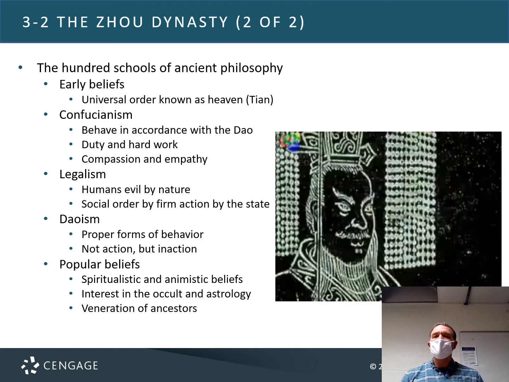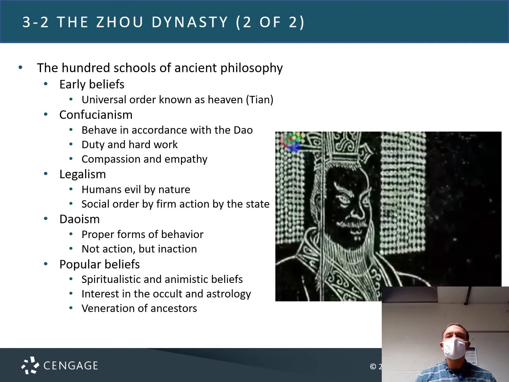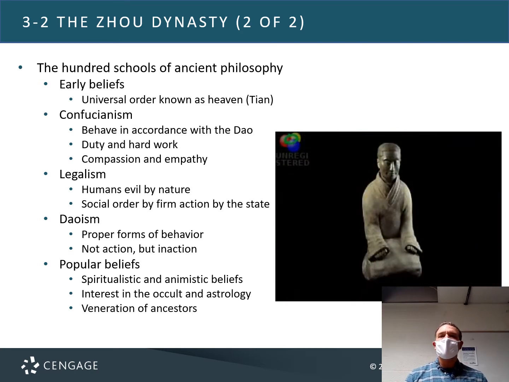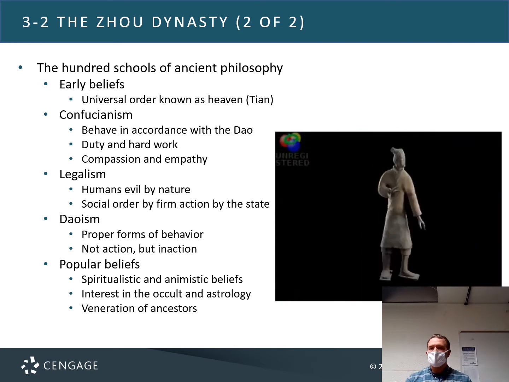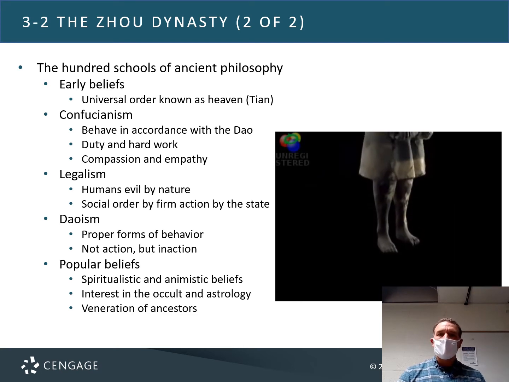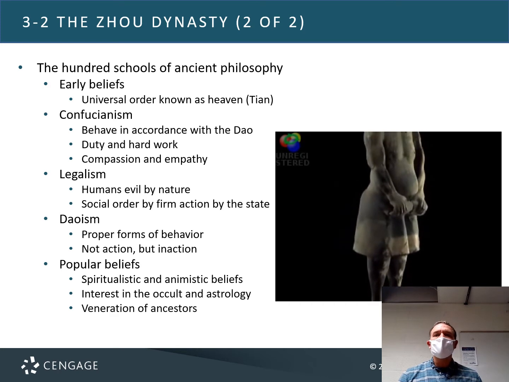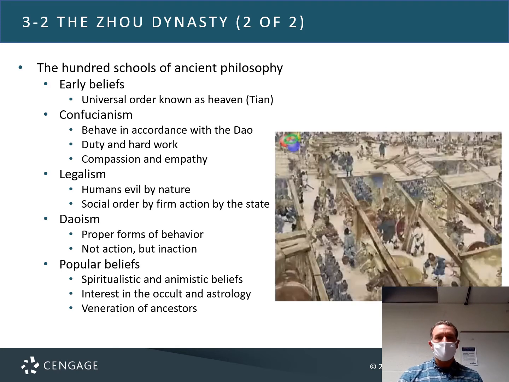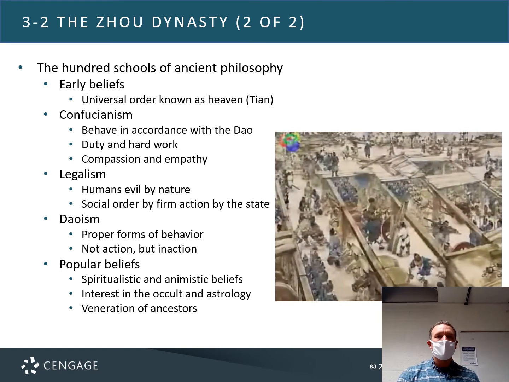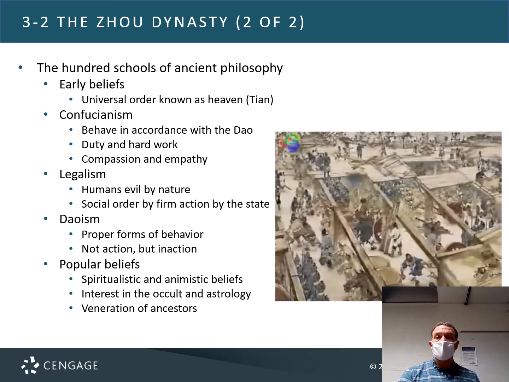Now, legalism was a school of thought that argued that human beings were by nature evil. Therefore, humans would follow the correct path only if forced to do so through harsh laws with stiff penalties. Legalists disagreed with the Confucian belief that the universe has a moral code. Only firm action by the state could bring about social order. Fear was a better motivator than reward.